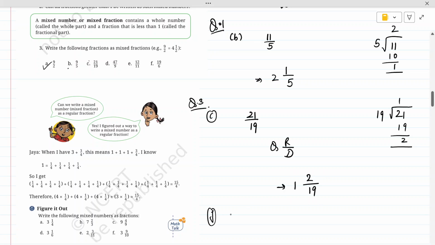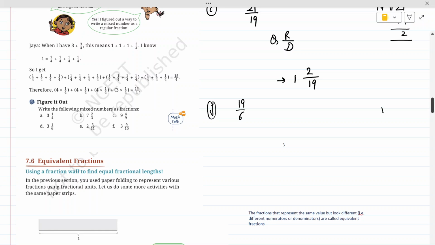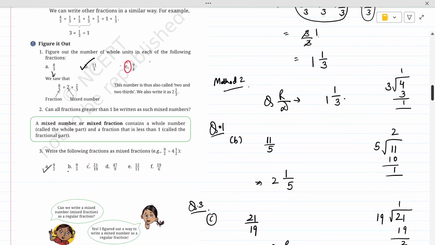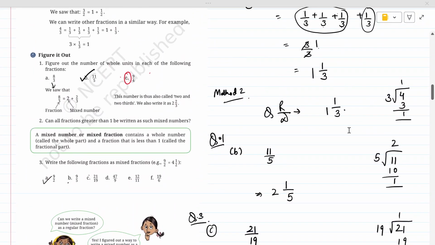Similarly, I'm doing F also, 19 by 6. So 19 by 6, we'll have to divide 19 and 6. 6 into 3 is 18. This will give us 1. So, quotient is 3, R 1 and D is 6. So, this is the fraction. This is how we have to write the mixed fractions. You can use any of the methods, and this is very easy to do.